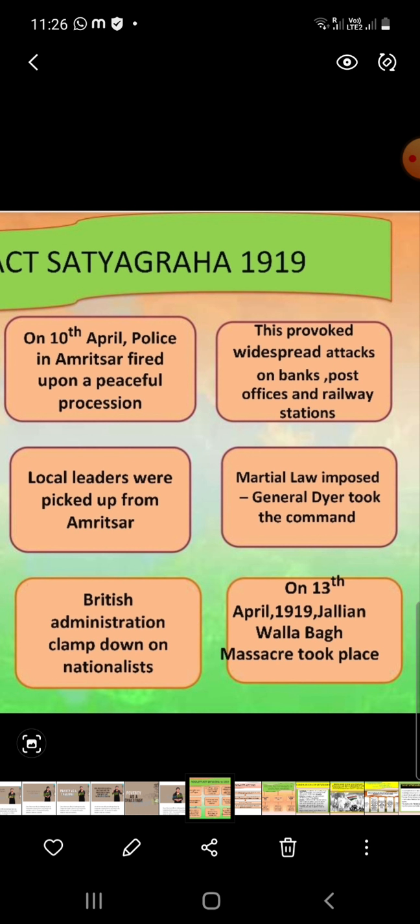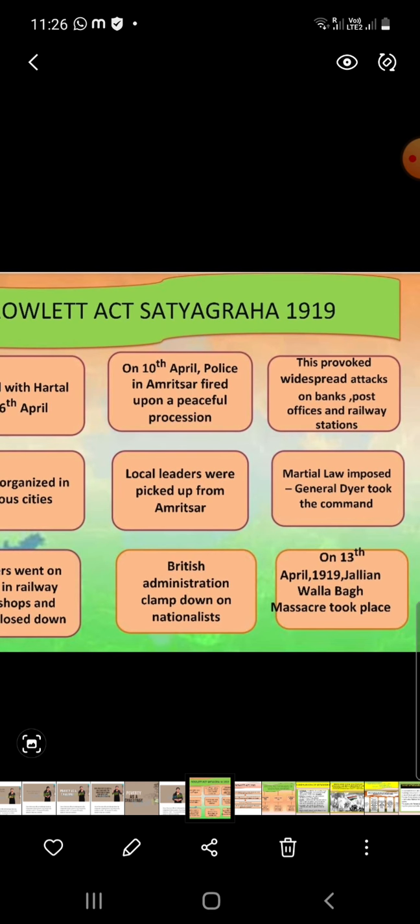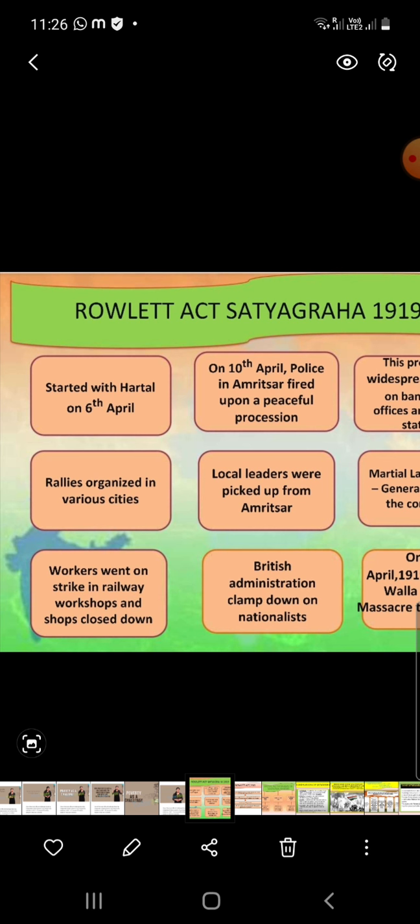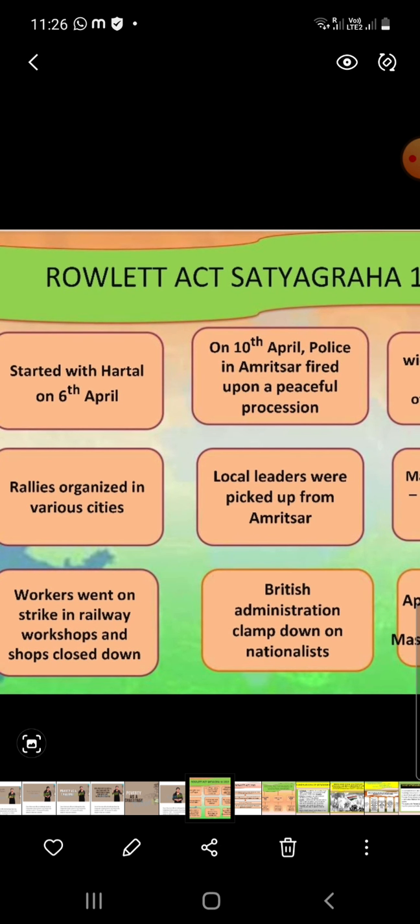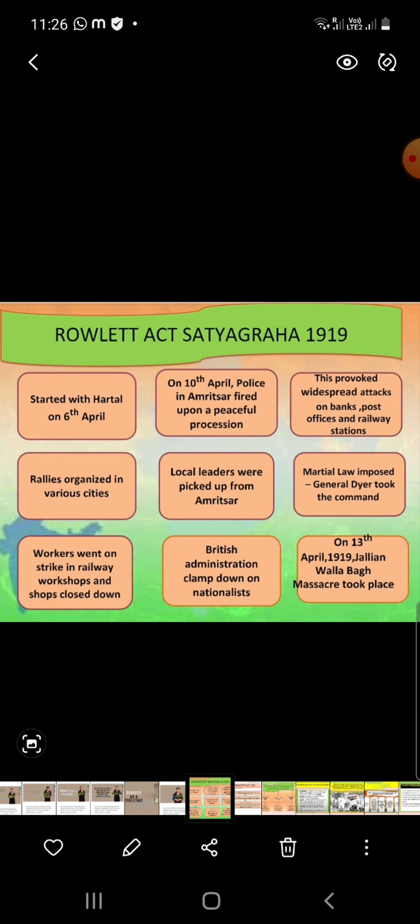Martial law was imposed in Punjab. General Dyer took the command. Workers went on strike in railway shops, and shops were closed down. The British administration clamped down on the nationalists.